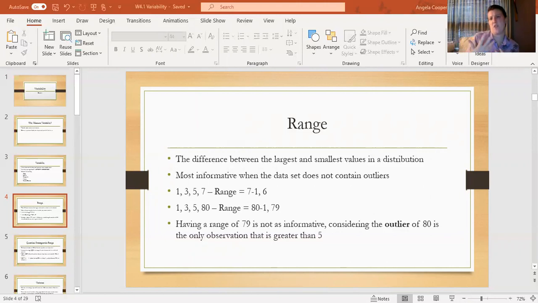Maybe there's a 7 and then there's a 52. The range is just saying the largest minus the smallest. It's not saying how close these are to the mean or how close they are together. And 1, 3, 5, and then 80, they're not very close. The 1, 3, 5 are fine, but that 80 just kind of comes out of nowhere. So the range is just telling you how far it spreads, but it's not really giving you an idea of how close together these scores are.